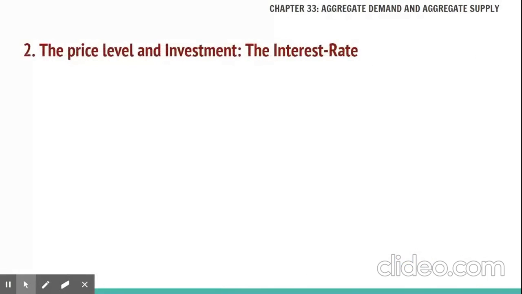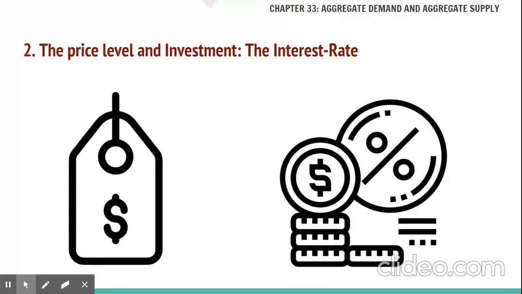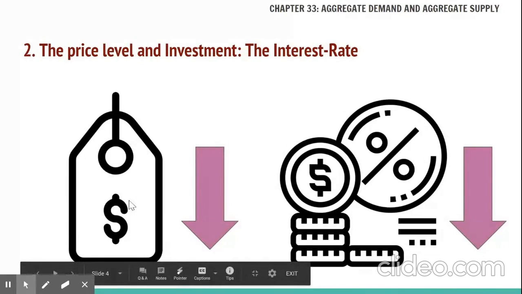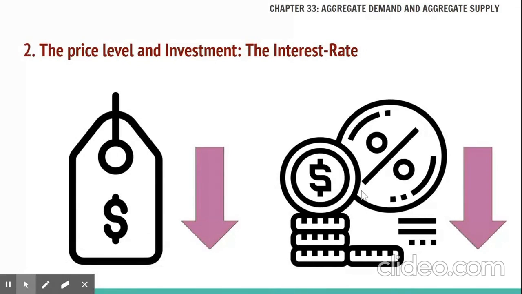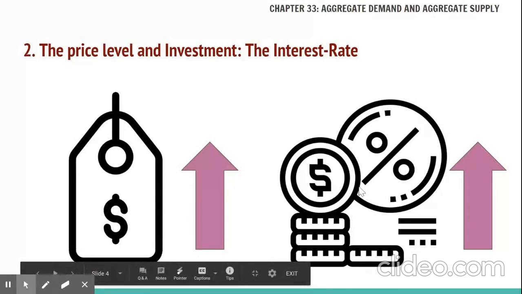The second reason is the price level and investment, the interest rate effect. A lower price level reduces the interest rate, encourages greater spending on investment goods, and thereby increases the quantity of goods and services demanded. Conversely, a higher price level raises the interest rate, discourages investment spending, and decreases the quantity of goods and services demanded.